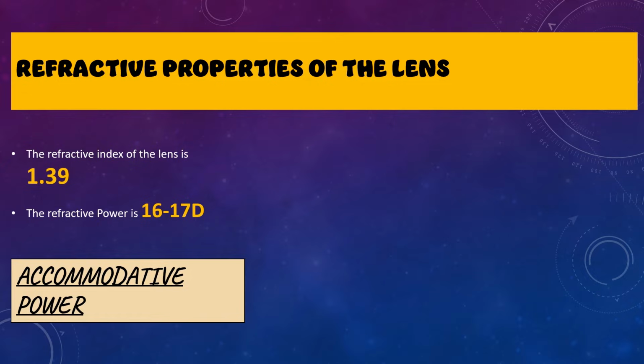The refractive power is basically the ability of the lens to bend the light rays, and the accommodative power is the power of the lens which helps you in accommodation. That means which helps you to look at closer objects, right?